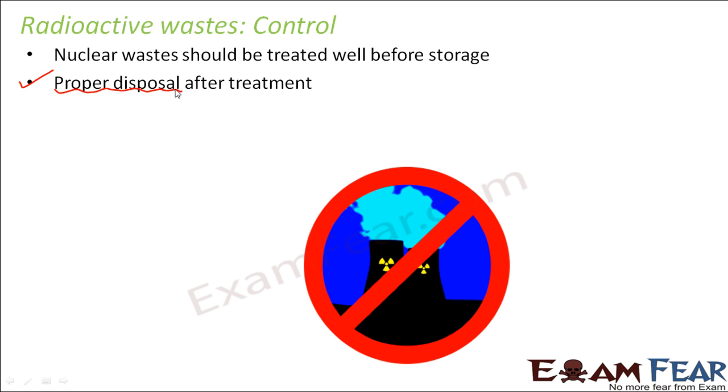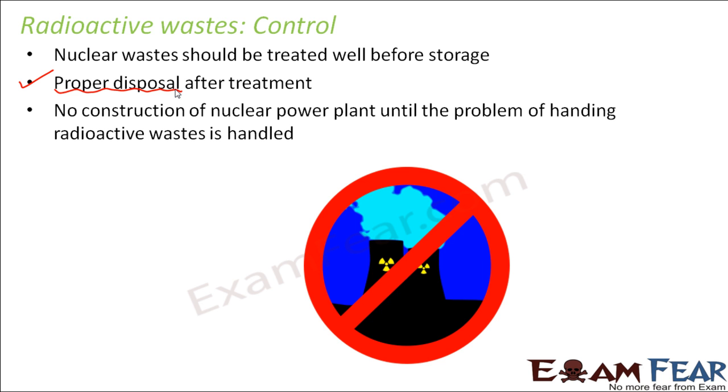And if we are not able to find an option to dispose of radioactive wastes, it is better not to set up any further nuclear power plant, because the advantage we will get out of a nuclear power plant by creating nuclear energy will be compensated by the harm caused to the environment by the radioactive wastes, and there is no point doing that. So no construction of nuclear power plants until the problem of handling radioactive wastes is solved. This is very important. There should be no further construction of nuclear power plants. So these are some of the ways in which radioactive wastes can be handled, at least to control the contamination or the harm caused to the environment by the radioactive wastes.